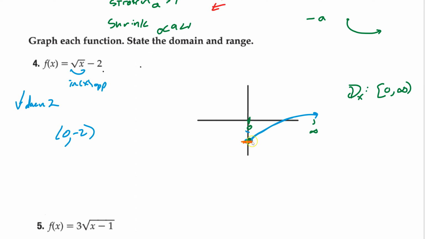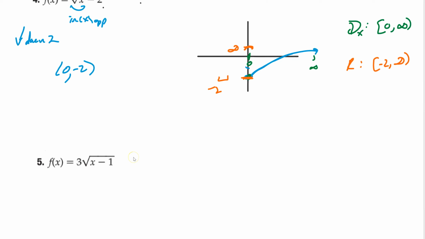Range, lowest to highest. My lowest is right here at -2. My highest is arrow, which is always infinity. So my range, -2 to infinity. Again, you can also just do it by looking at this. Anyway, next one.